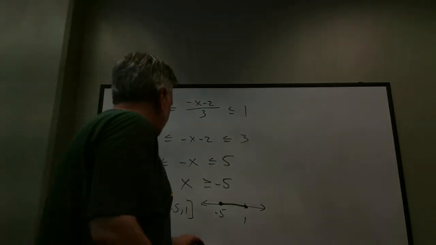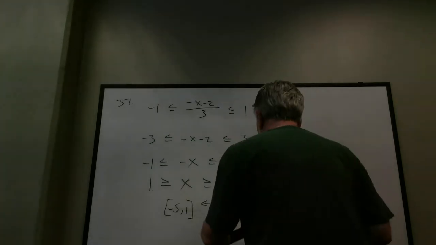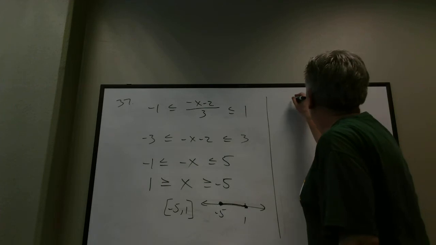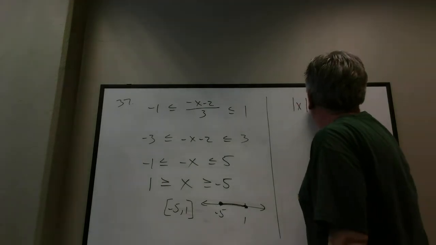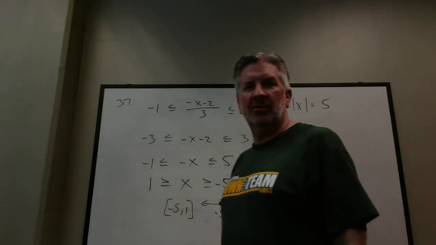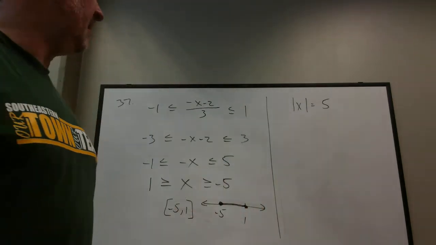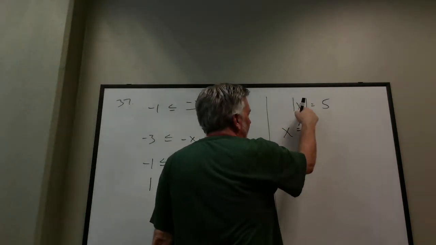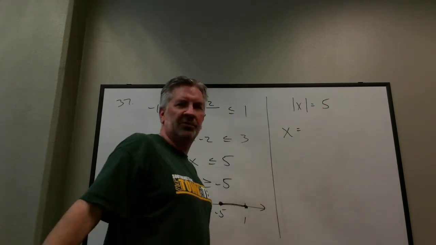Okay, so let's shift gears here for a second. Suppose I had the equation absolute value of x equals 5, suppose. Okay? Absolute value equals 5. What could x be here? What number could x be to make this a true statement?